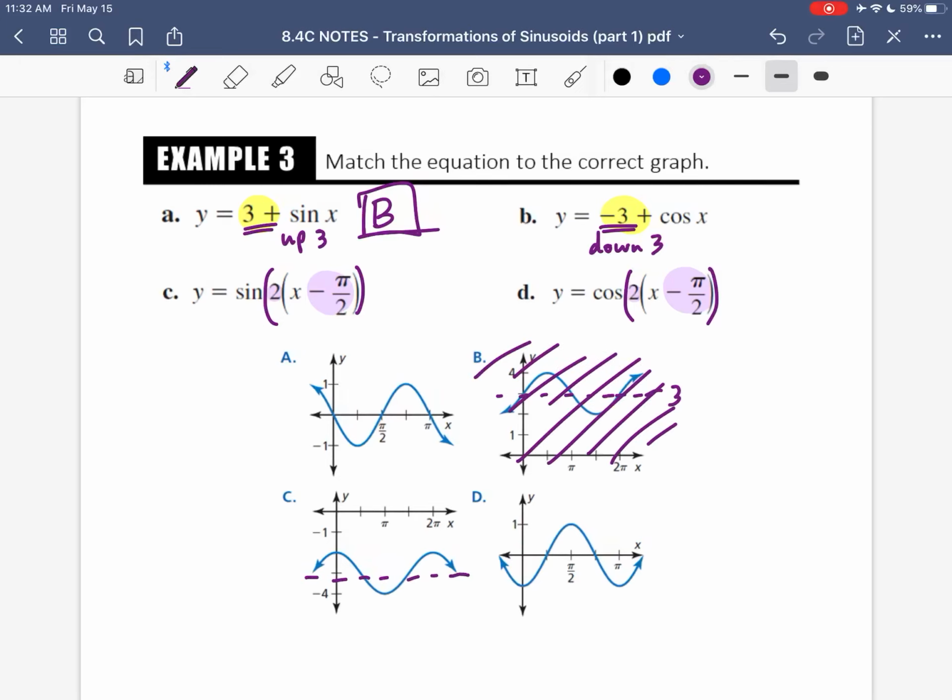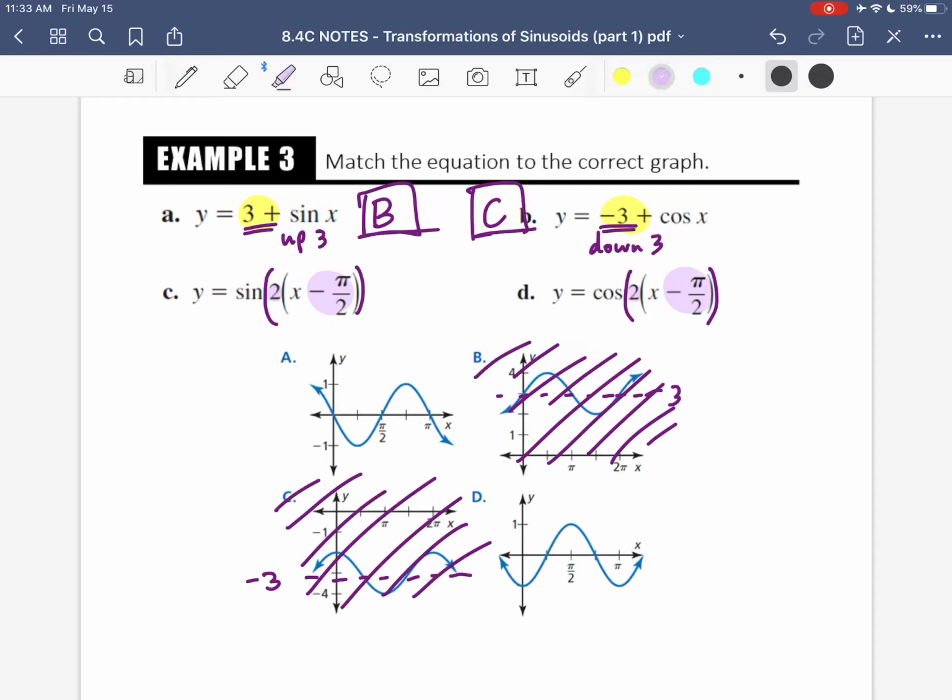And this one right here is not centered around 0 anymore. It's been shifted, and now the center is at negative 3. I did a very bad job of drawing that line in, but sometimes it's like that. Okay, nice.